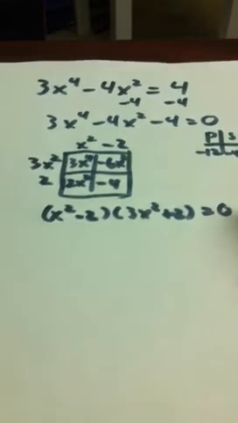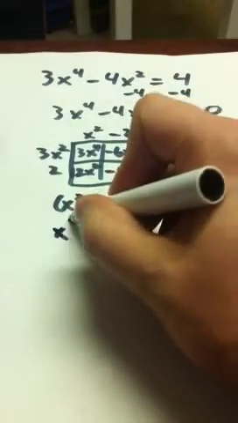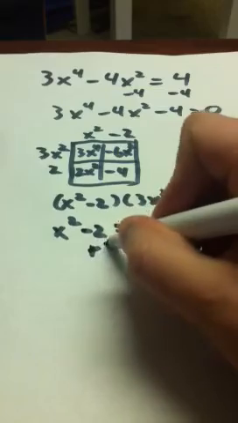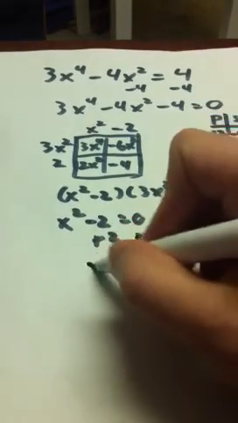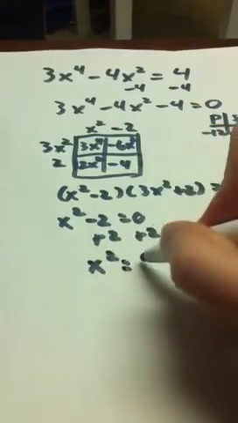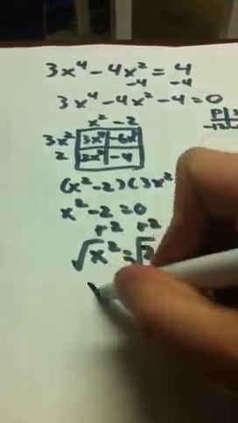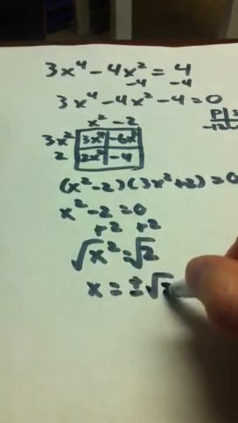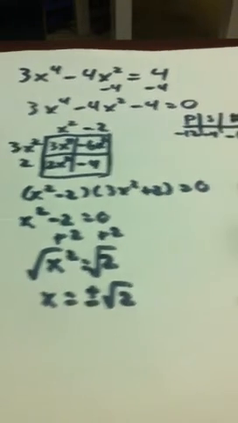Alright, so from here I'm going to have to set each factor, each parenthesis, equal to 0. So we're going to start with x squared minus 2 equals 0. Add 2. So I get x squared equals 2. Again, square root. And don't forget the plus or minus. So it's plus or minus the square root of 2. So there's two of my answers, positive and negative root 2.